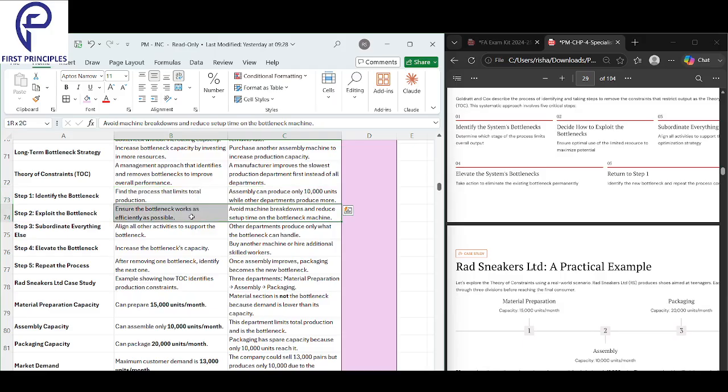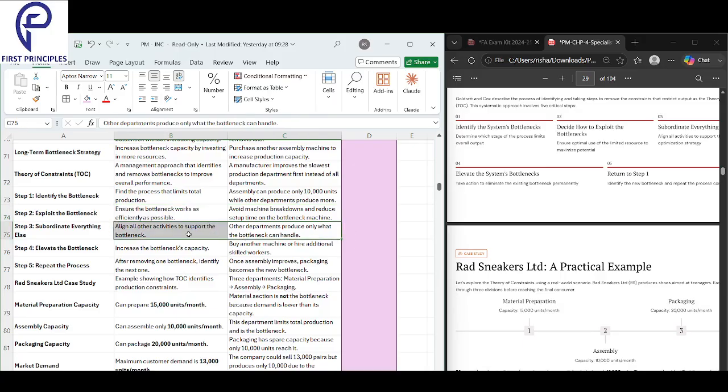You identified it. Second, you exploit the bottleneck. You avoid machine breakdowns and you reduce the setup time on the bottleneck machine. You ensure that the bottleneck works as efficiently as possible. Right? You maximize on the bottleneck machine. So if there's one machine that is slowing you down, you ensure that it works as efficiently as possible. Can I say this is the short term? This is the short term strategy. You're making it work as efficiently as possible.